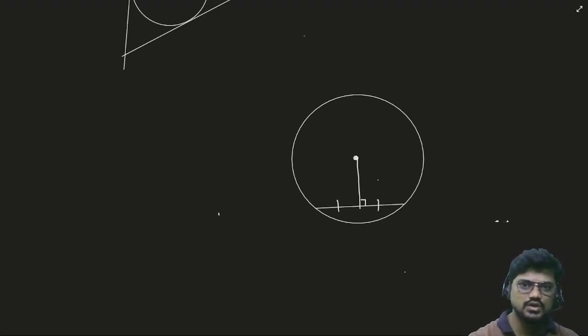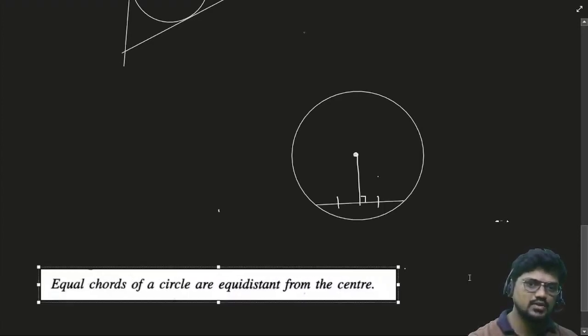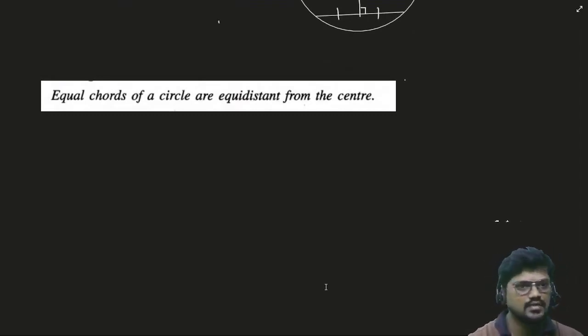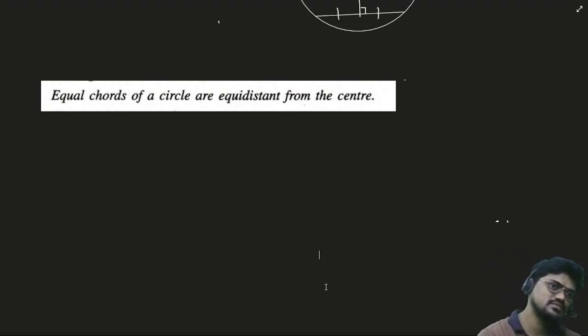This statement also you have done in your class ninth only. Equal chords of a circle are equidistant from the center. Can anyone explain what this is? Daksh, can you tell me the meaning of this? Sir, the chords which have equal length are at the same distance from the center, like one chord is above the center and the other chord is below the center. Okay, if the length is the same, then it is at an equal distance from the center. Got it. If the length of chords are equal, then the distance of those chords from the center of the circle will be equal.